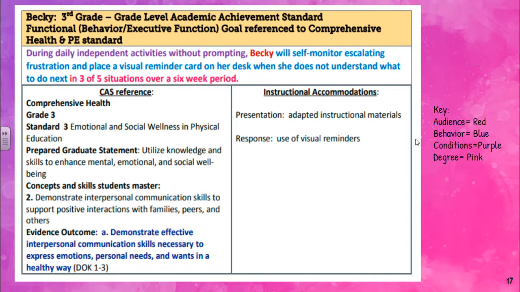over a 6-week period. Our audience is Becky. She's color-coded in red. Our behavior is blue. We should be able to see her as she starts to escalate, put a visual reminder card on her desk when she doesn't know what to do. And the conditions are that this is going to be during independent activities and no prompting. And we want her to do this, our degree is in pink, we want her to do this in 3 out of 5 trials over a 6-week period.